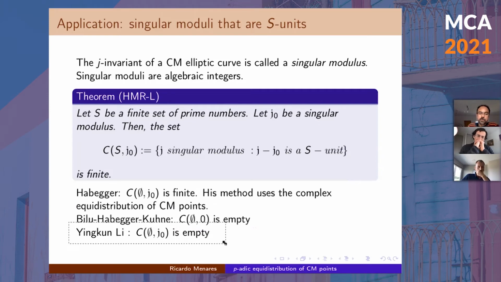And more generally, Jin-Kung Lee proved with a different method that no matter the J0 you put here, this set is empty if you really look for algebraic units. So these results are extremely effective, not only finite but empty. But our result is non-effective, but more general because we allow any set of primes.